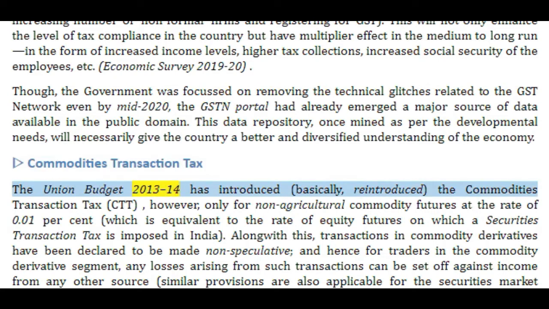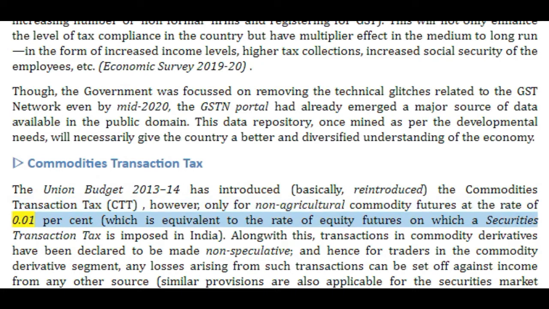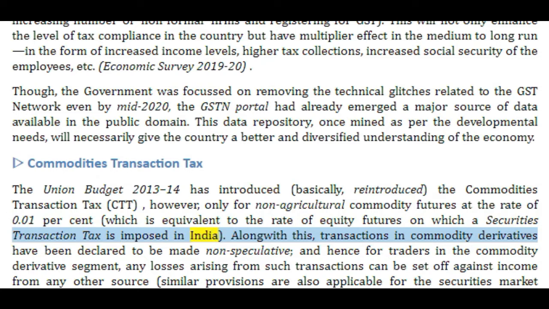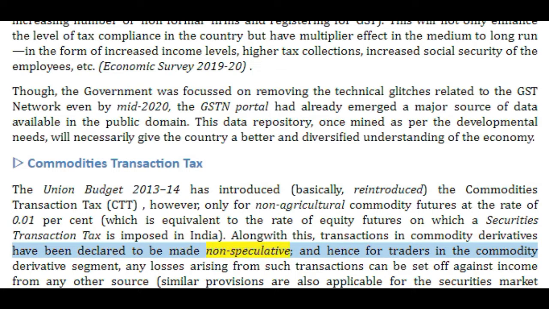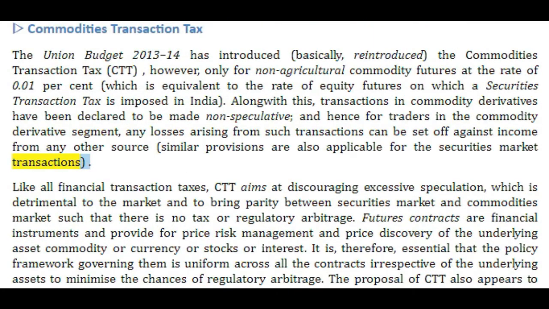The Union Budget 2013-14 has basically reintroduced the Commodities Transaction Tax, CTT, however, only for non-agricultural commodity futures at the rate of 0.01%, which is equivalent to the rate of equity futures on which a Securities Transaction Tax is imposed in India. Along with this, transactions in commodity derivatives have been declared to be non-speculative, and hence for traders in the commodity derivative segment, any losses arising from such transactions can be set off against income from any other source. Similar provisions are also applicable for the securities market transactions.